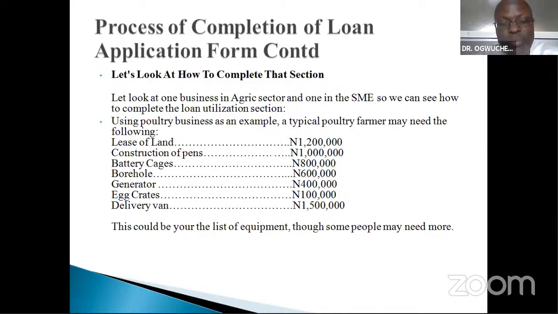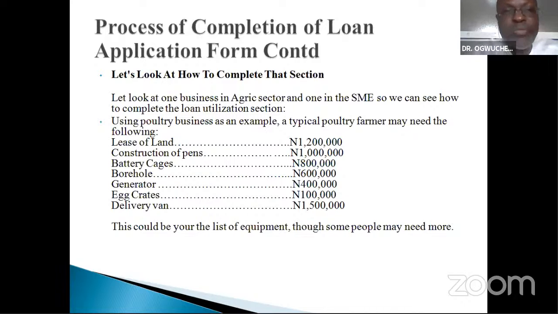Let's look at an example of a business in the agri sector, and then another one in SME, to see how we can complete the loan utilization section. Okay, so let's use poultry. We'll be using poultry as an example here.